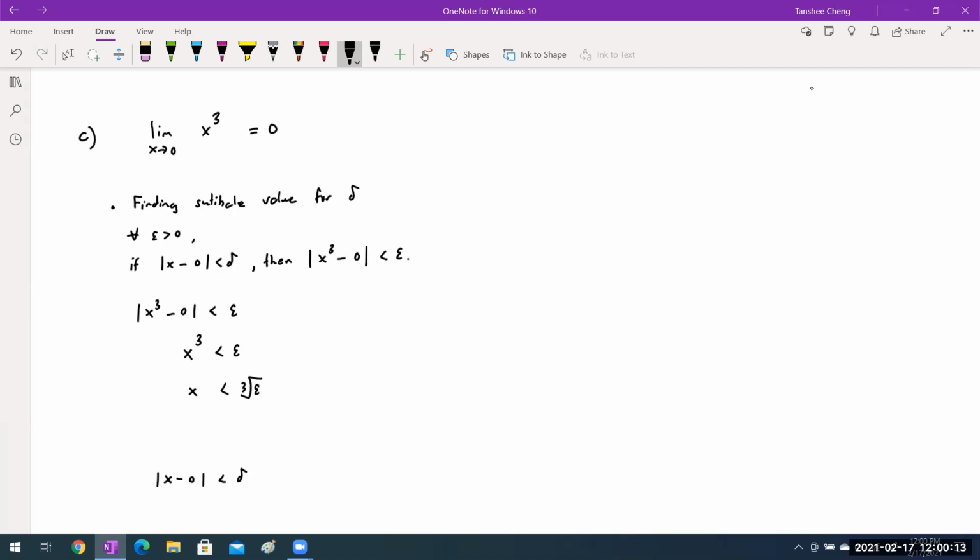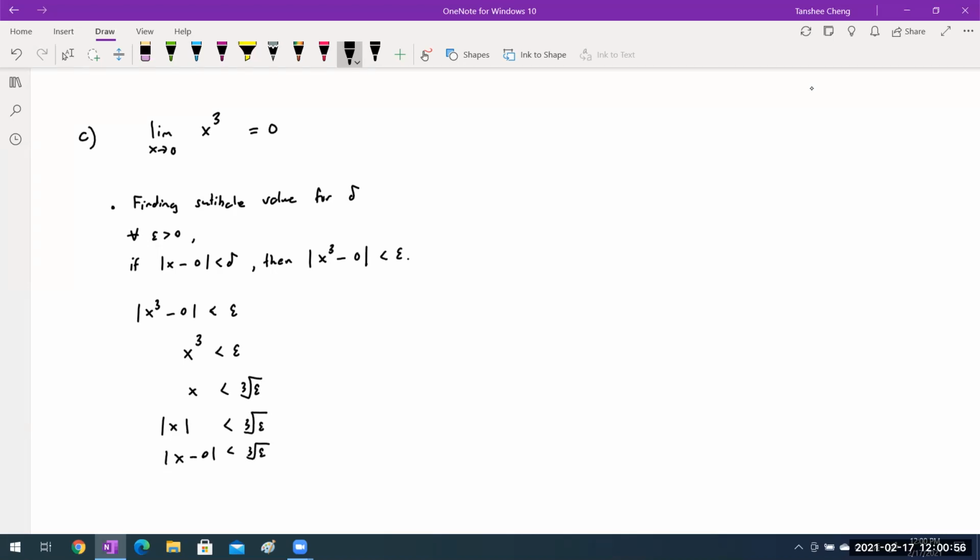So now, epsilon is a positive number. The cube root of a positive number is a positive number. So therefore, this left-hand side, x by itself, is the same thing as what? The absolute value of x. It must be less than the cube root of epsilon. And then that will help us to see that the absolute value of x minus 0 is less than the cube root of epsilon. So we can do that.